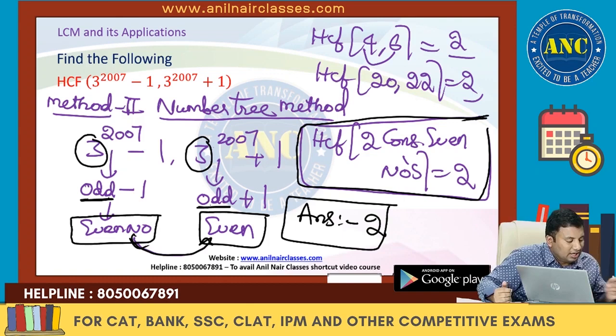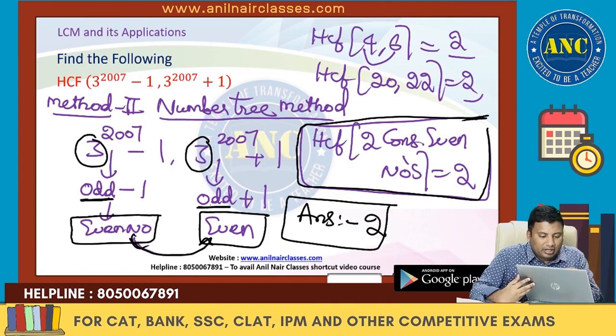Yes, Shivashakti, there are a lot more problems. I will tell it, and everything will be crystal clear to you, right? Method 2: HCF of any two consecutive even numbers is 2. Method 2, I hope it is clear.